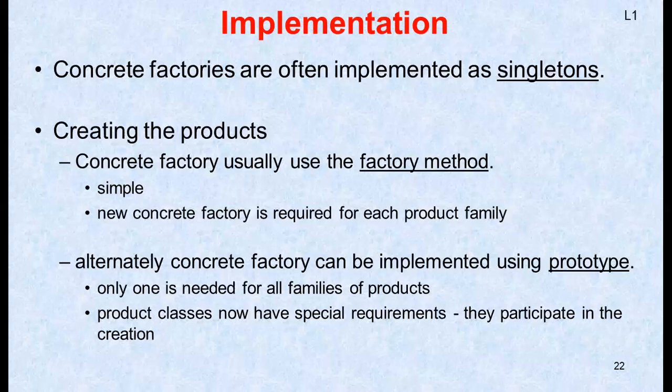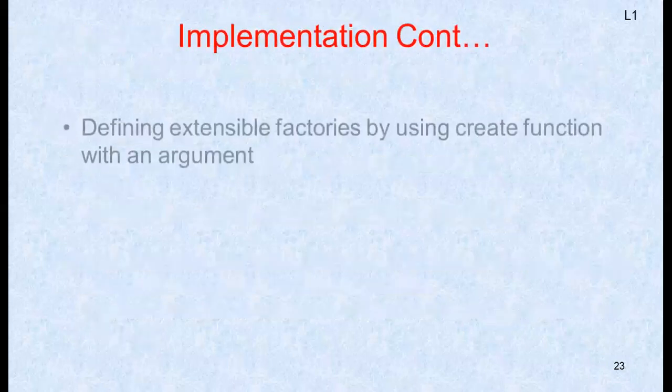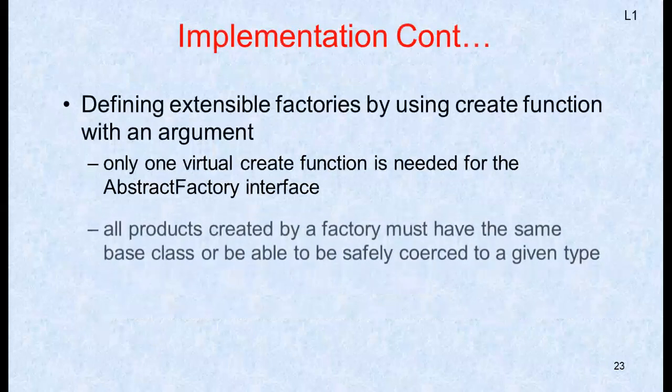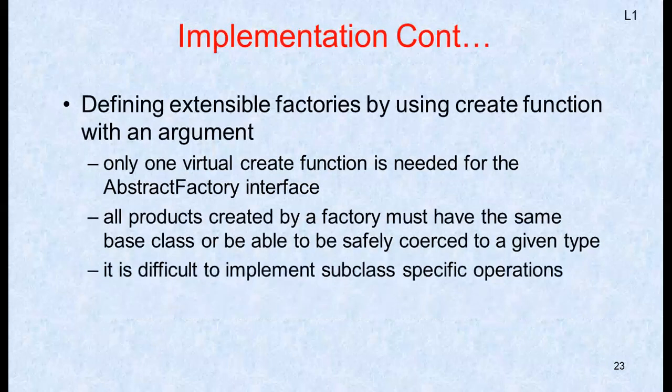Now the third is defining extensible factories. Here abstract factory usually defines the different operations for each kind of product it is producing. So these kinds of products are encoded in the operation signatures. Adding a new kind of product requires changing the abstract factory interface and all the classes that depend on it.